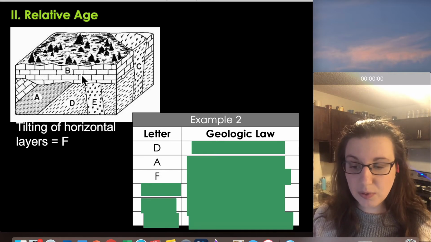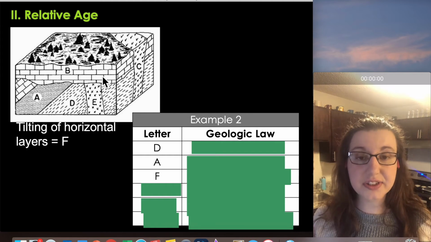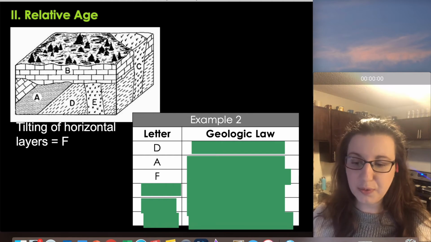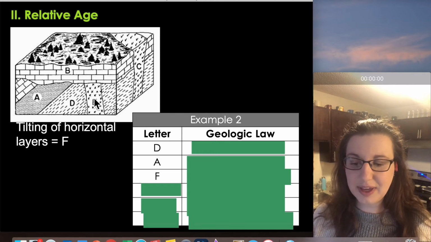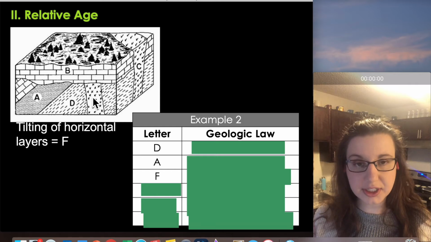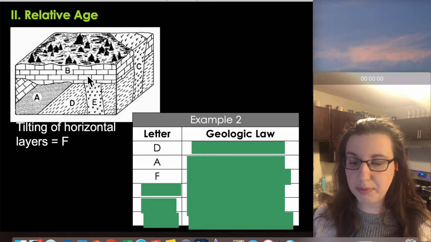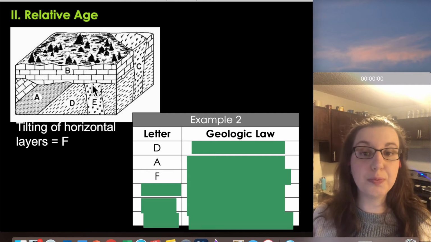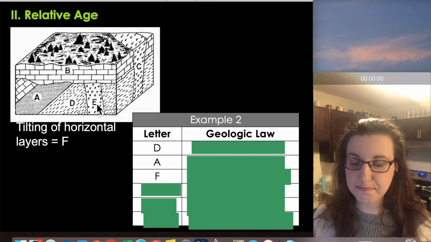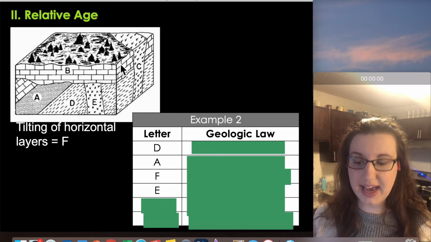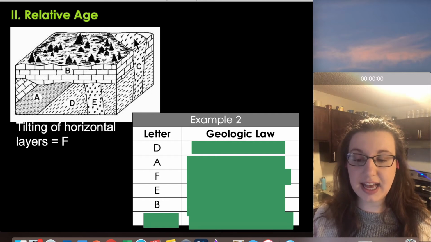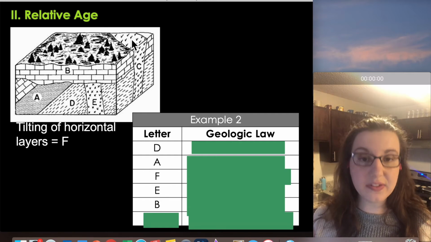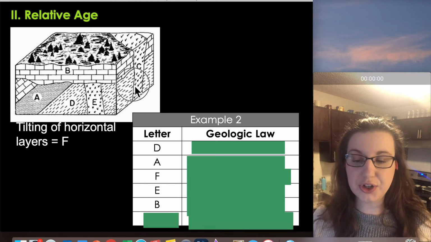And then we want to look at B, but we can actually see that there's something else that happened before B. We have this cross-cutting right here, this igneous intrusion, E, and we can tell that this is older, or happened earlier, than B because it doesn't go through B. It can't go through what's not there yet. So then we have our igneous intrusion E, then we have B, and lastly, we have C. We know that C is the absolute newest because it goes through everything, and so that is our newest addition.